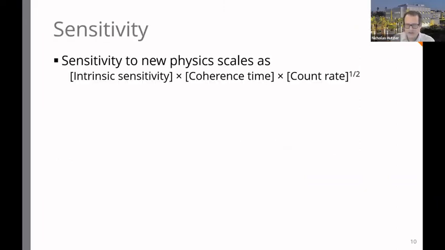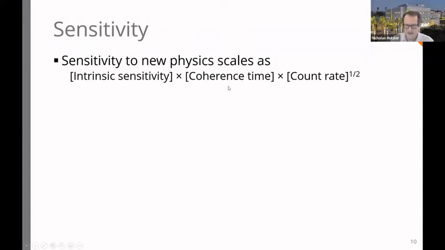So now I'll shift to focusing on some next generation tools, the things people are working on in the field to keep pushing it forward. Generally, the sensitivity of these experiments to new physics scales as some product of intrinsic sensitivity, meaning how amplified are these effects in the molecules, how big are the internal fields, that sort of thing. How long can you coherently probe them? And then the square root of the count rate.